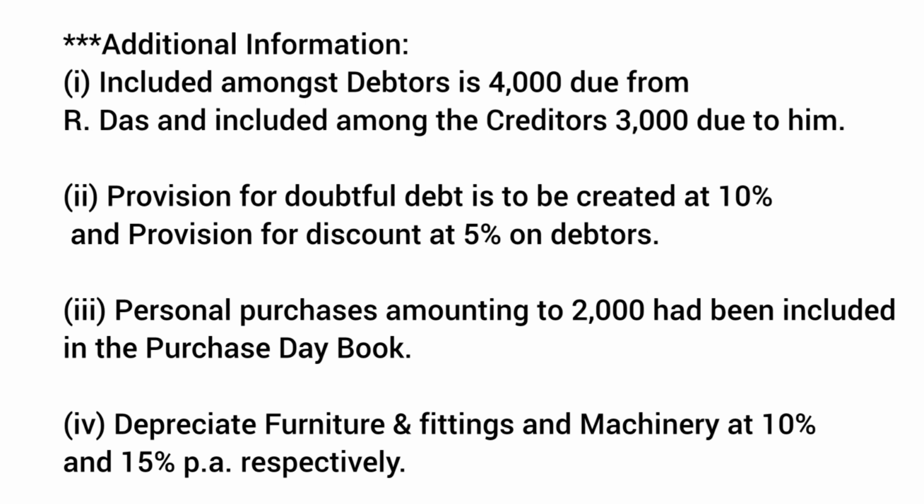Along with this, see the additional information, which is nothing but the adjustment entries. There are total 6 adjustment entries for this question. So, number 1 is included among debtors is rupees 4,000 due from R Das and included among creditors rupees 3,000 due to him. So, that means that to this SK Das there is a debtor who is R, who will be giving him 4,000, and to the same person R, this SK Das is liable to give rupees 3,000. So, this is actually the adjustment entry for mutual indebtedness.